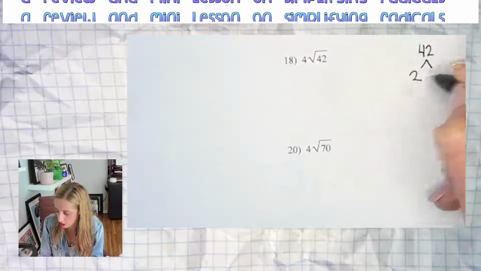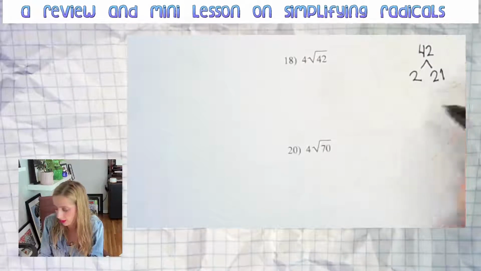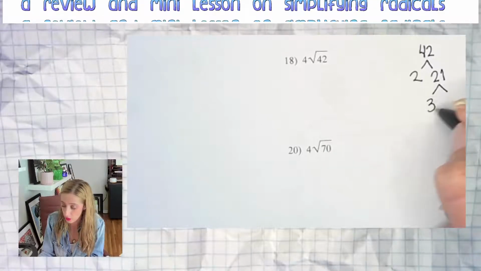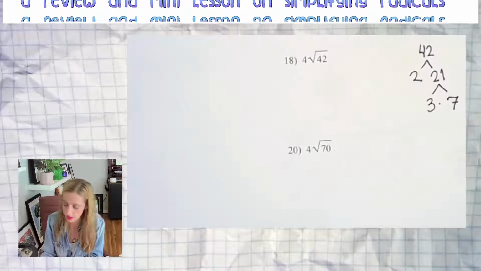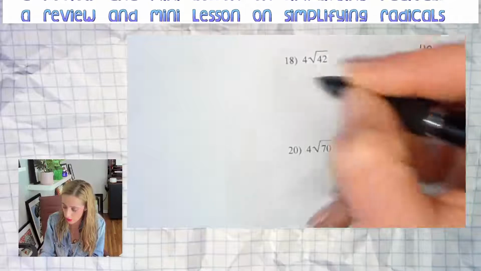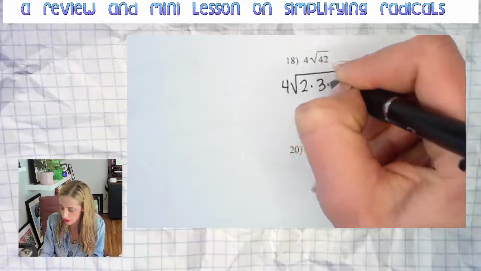Let's use our 2. 2 times what? Half of 40, half of 2, 21. That's not even. Can't use 2. What multiplies to give you 21? We should all know 3 times 7. So I have a 2, a 3, and a 7. Those are the billy goats we got. We got 4 outside. 2 times 3 times 7.